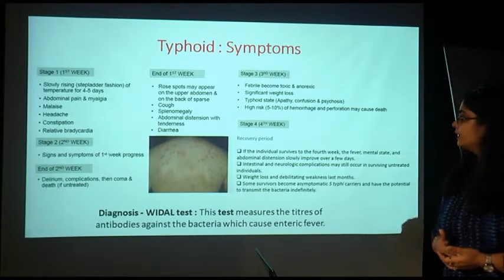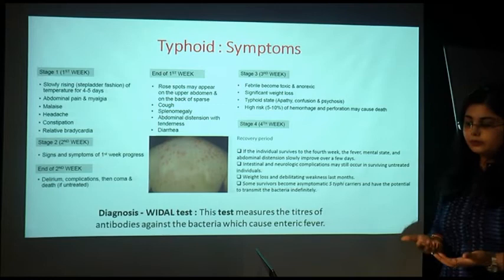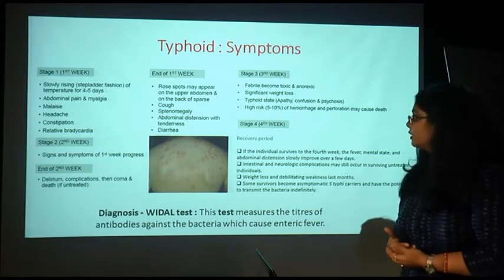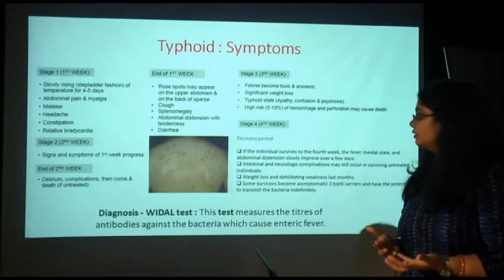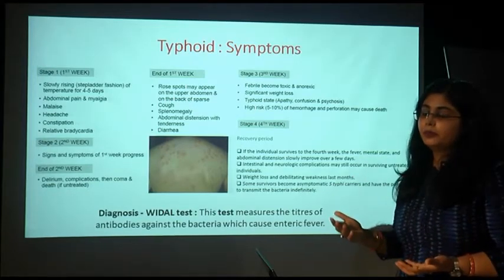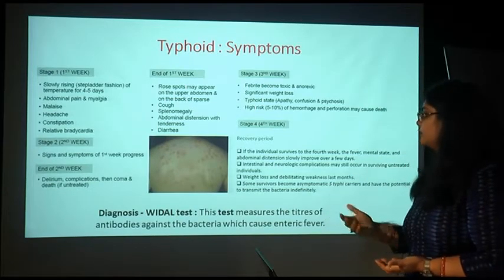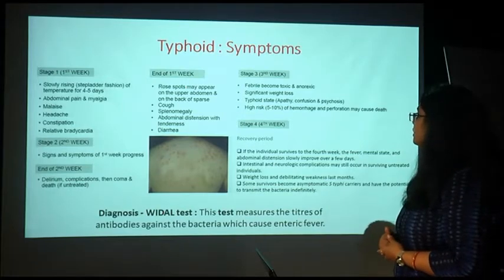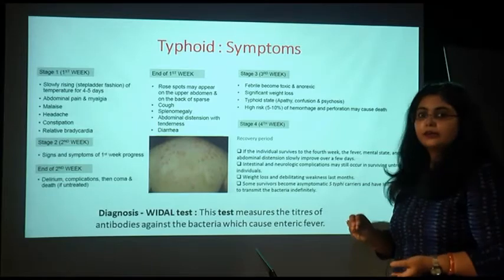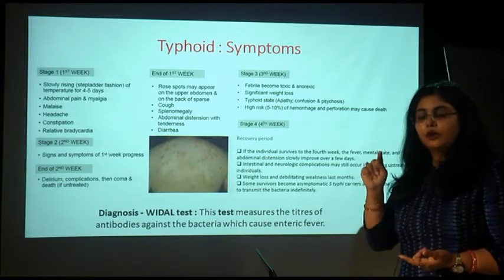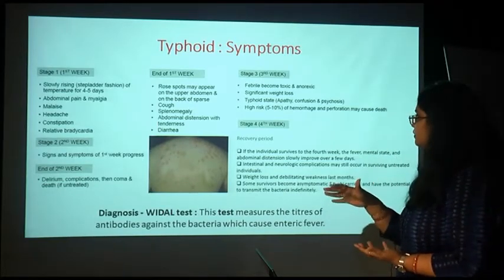Then in the second week, the symptoms of the first week will progress. Then at the end of the second week, there will be delirium and confusion, and if untreated, the person can enter coma and die. Also, at the end of the first week, rose spots may appear. These are red patches on the skin, on which if you apply pressure, these spots will go away.